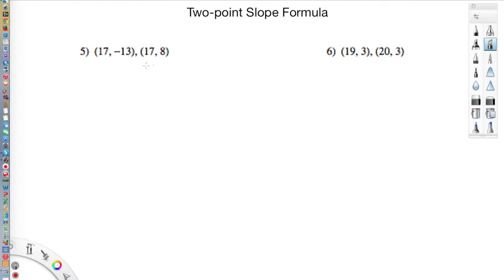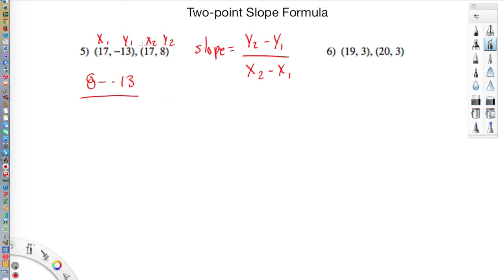Okay, let's take a look at our next 2 points. Number 5, I skipped a couple, but again, we're going to use our 2-point slope formula, which says slope is equal to our second y minus our first y divided by our second x value minus our first x value. This is x1, this is y1, this is x2, this is y2. So I took 8 and subtracted negative 13 from it. I divide that by 17 minus 17. Subtracting a negative is really adding, so I get 8 plus 13, which is 21, and then 17 minus 17 is 0.